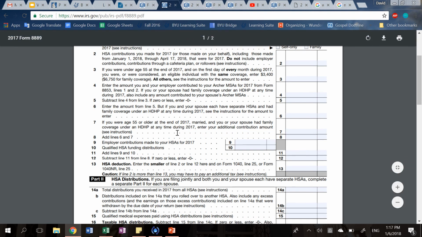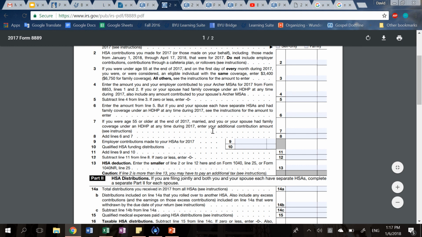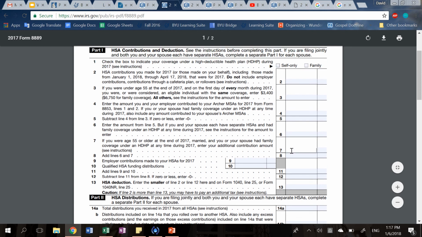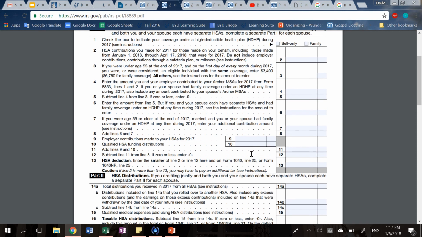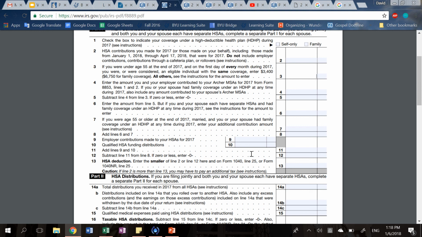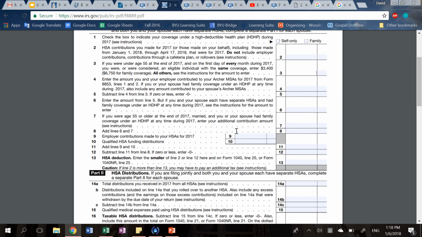And on the Form 8889, if you are married and older than 55, and you had a family HDHP, then you'll enter that additional amount right here, the 1,000. But if you are unmarried and have a self plan and are older than age 55, then you'll put that additional 1,000 on line 3. So that's how age can affect the HSA contribution amount.